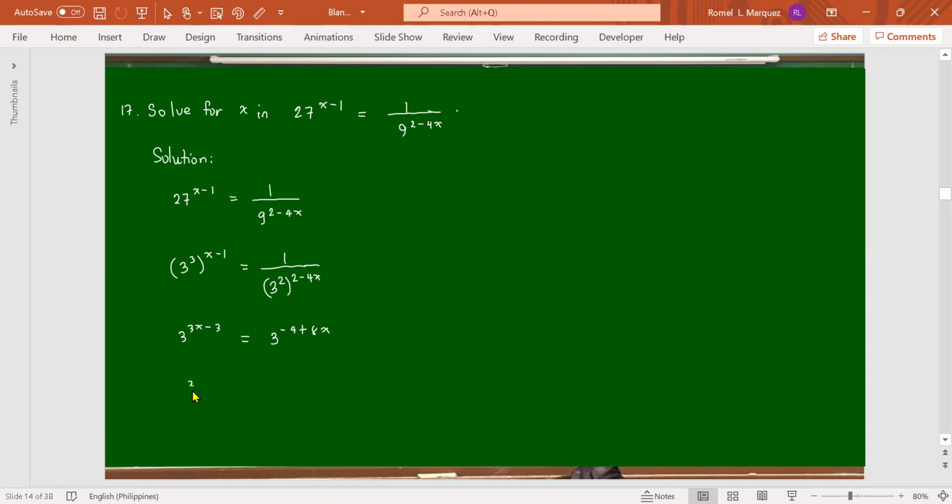So therefore, we have 3x minus 3 is equal to negative 4 plus 8x. So getting negative 5x is equal to negative 1. X therefore is 1/5. So this is the value of x. Okay.